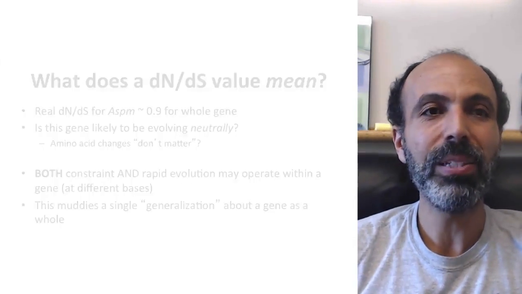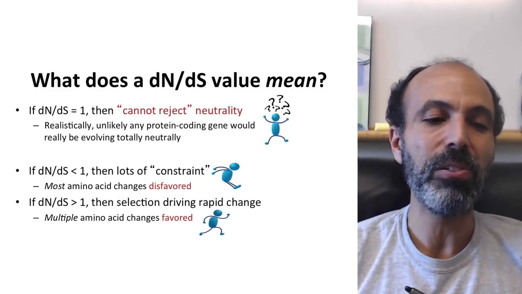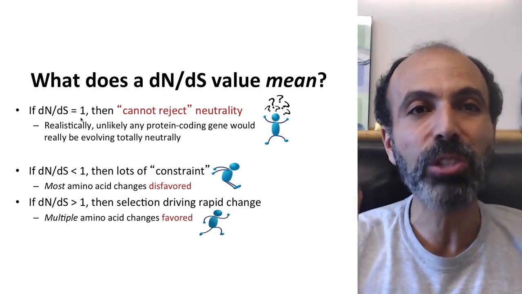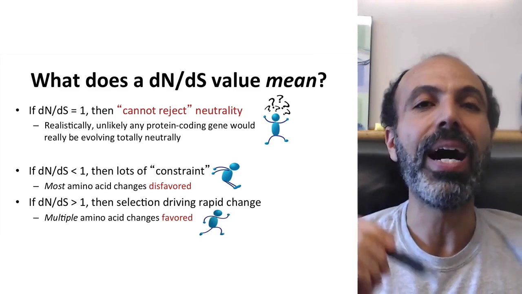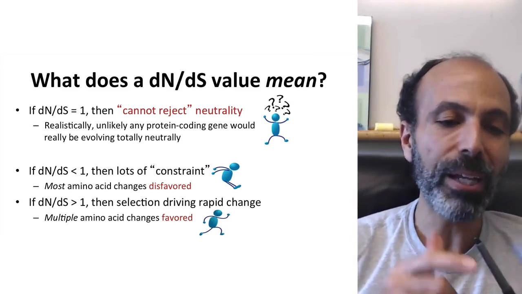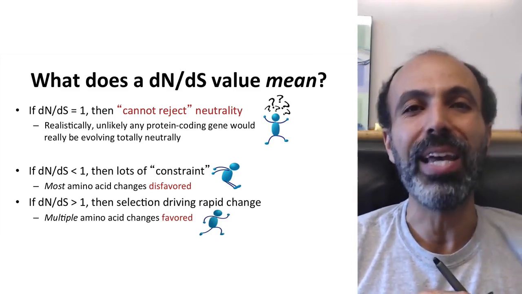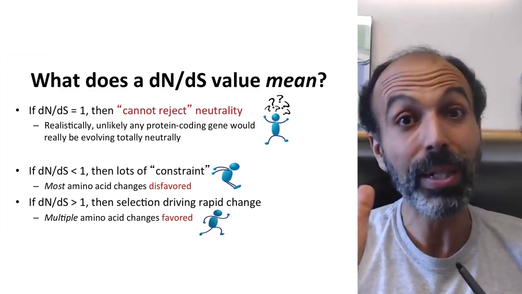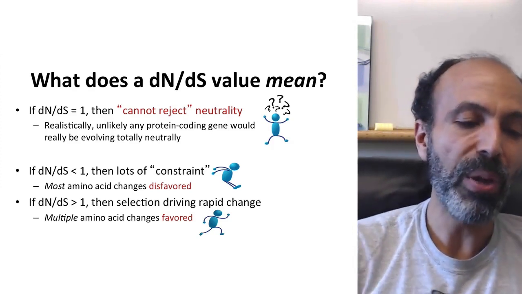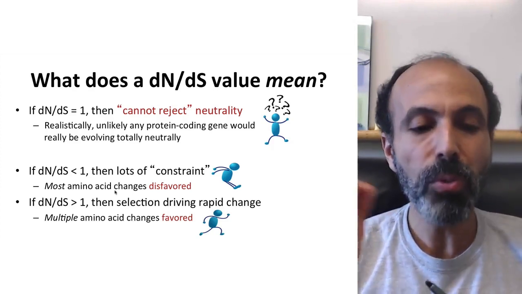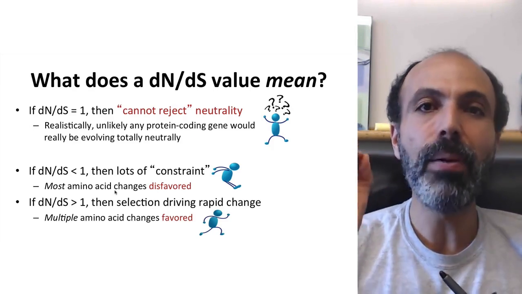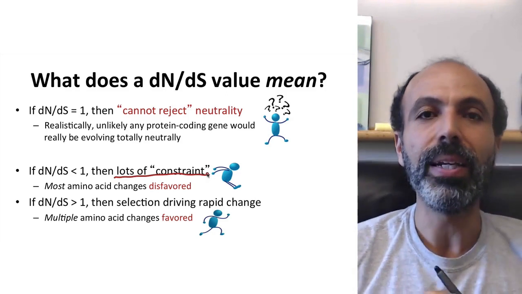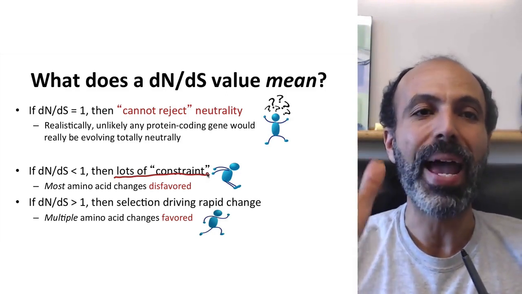But this comes back to this broader question of what these dN/dS values mean. Essentially, if you have a dN/dS value of 1, that doesn't mean the gene is actually evolving neutrally. It means you cannot reject neutrality. And in fact, realistically, it's unlikely that almost any protein coding gene would be evolving totally neutrally. It's very improbable. It could happen, but it's very improbable. So if you have dN/dS less than 1, you may still have some adaptive changes in there, but importantly, you have lots of constraint. Most changes that come up there are bad, and they're taken out.